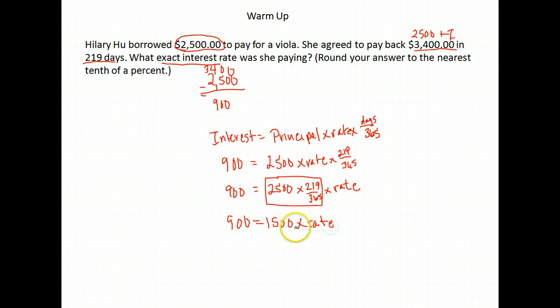So I have 1,500 times the rate is equal to 900, and I need to solve for the rate. It's multiplied by 1,500, so I do the opposite and divide by 1,500. Okay, when I do that, I get 0.6 for my answer. She had a pretty high interest rate. We need to change that decimal to a percent. We move the decimal 2 places to the right, and she was paying 60% interest.